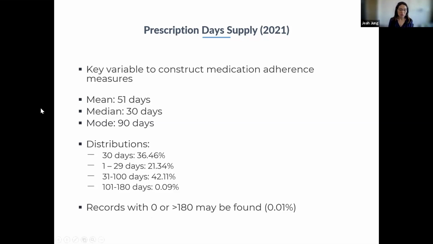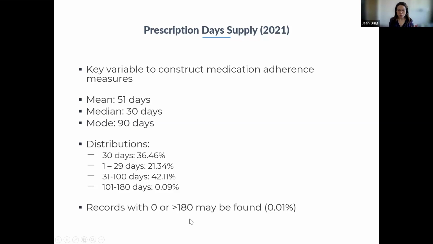Depending on your study aims, you might want to exclude, or you might want to include, because you are capturing, for example, uptake, but it's your discretion. It's a very, very small number of records. It's less than 0.01% of records that had this value of 0, or even greater than 180 days.